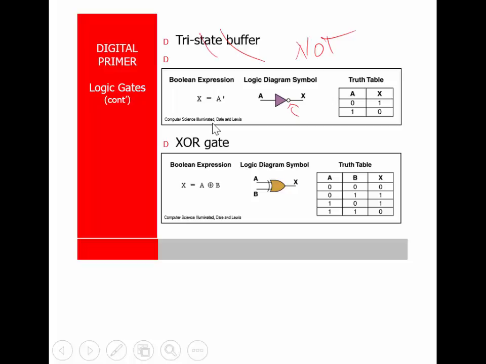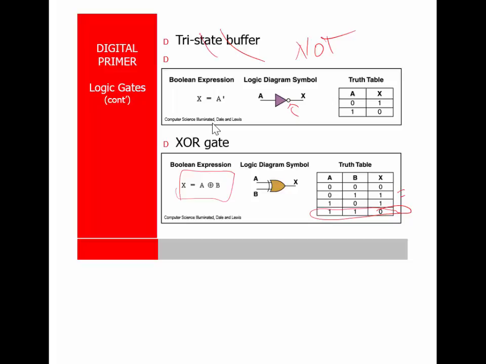There. All right, so this is the inverter. Then this one here is the XOR. The XOR is a kind of strange one that doesn't necessarily make sense in some ways, but what it is, is that it's true if A or B are true, but not both. So it's the same here. This is a 1, this is a 1, but if they're both true, then the output is 0 right there.